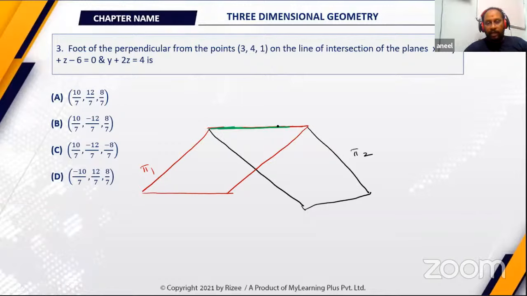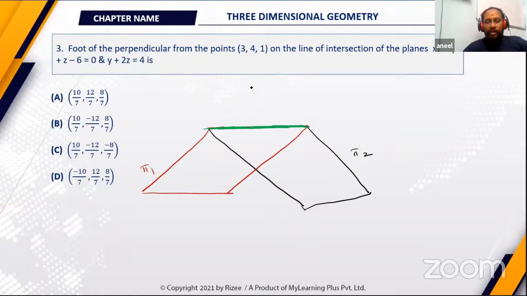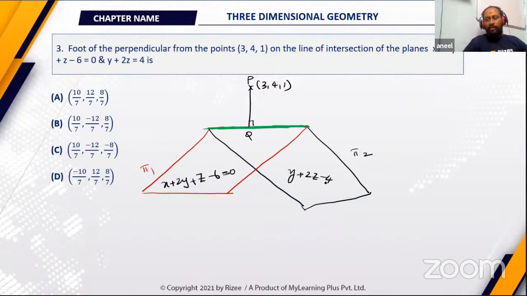This, say I'm showing it in green, is the line of intersection of both the planes. On this line of intersection, he is saying that the foot of perpendicular from (3, 4, 1), from this point, is to be calculated onto this line of intersection of the planes. The first plane equation is given by x plus 2y plus z minus 6 is equal to 0, and this is y plus 2z minus 4 is equal to 0.